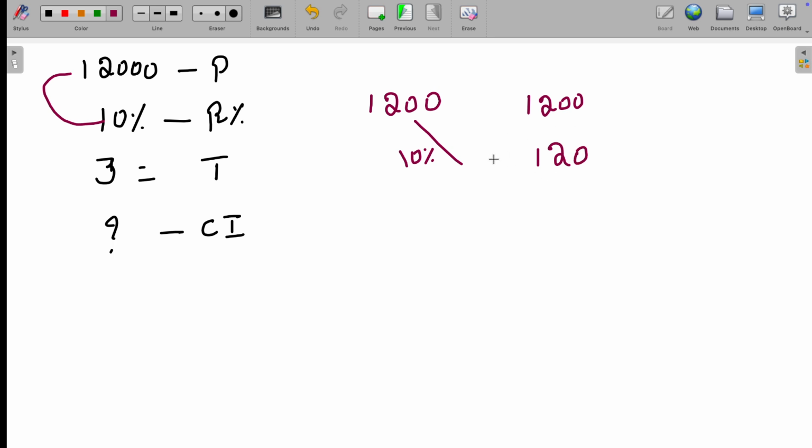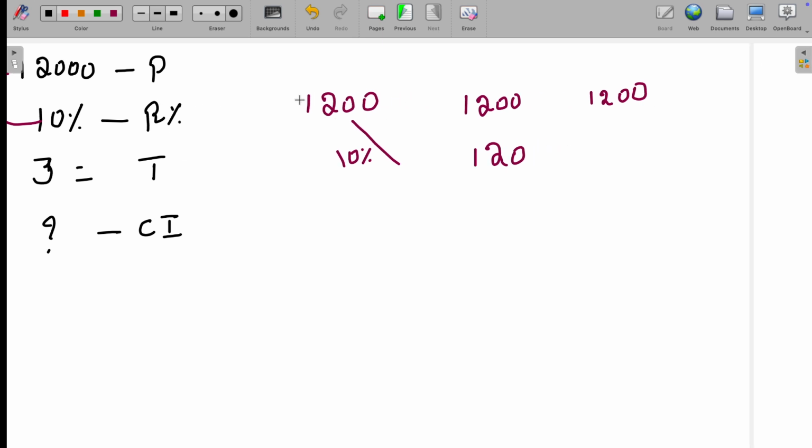If the question is 3 years, again 10% of 12,000, 1,200, plus previous years. How many previous years do we have? Previous 2 years we have. Yeah, for this also 10 percentage. Observe here, I will write it. For this also 10 percentage, for this also 10 percentage, for this also 10 percentage.